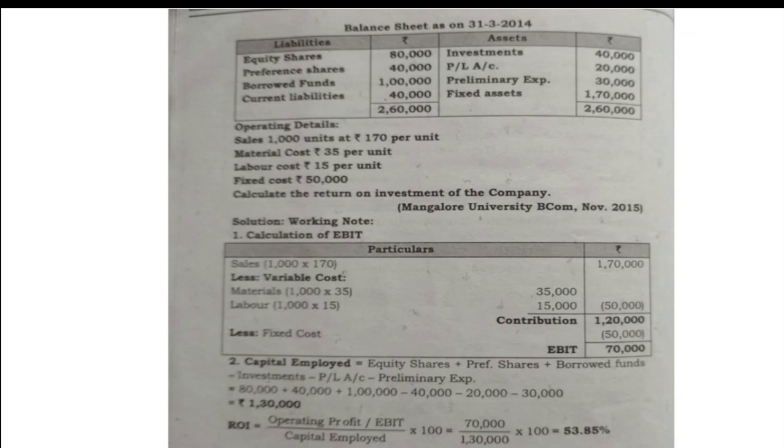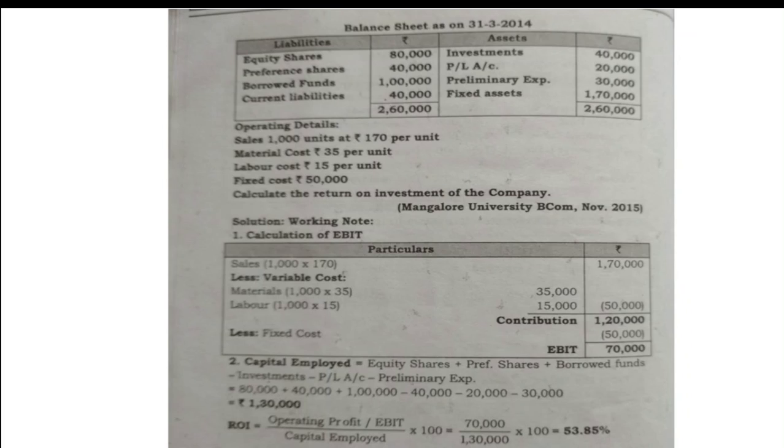Now we have to find out the denominator side, that is capital employed. From the liability side of the balance sheet, capital employed equals equity shares plus preference shares plus borrowed funds, minus investments, minus P&L account and minus preliminary expenses. The P&L account and preliminary expenses are fictitious assets, and investments also we have to deduct.